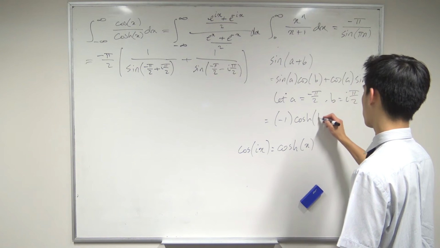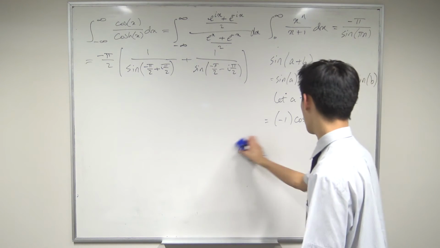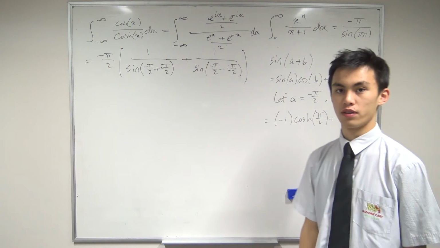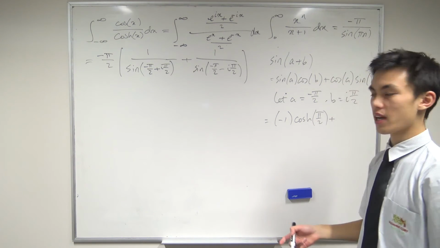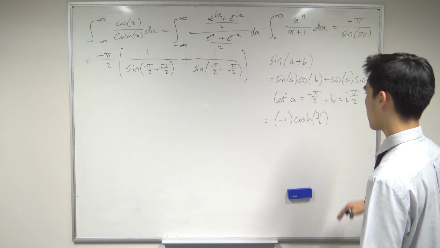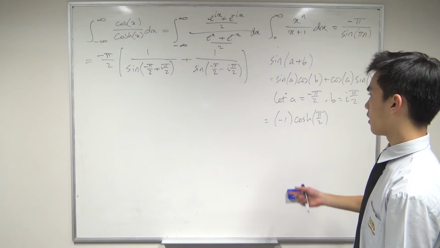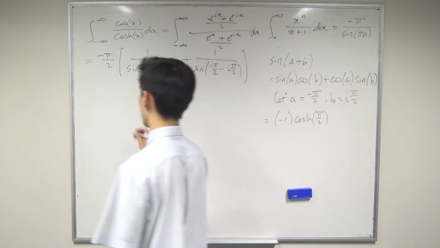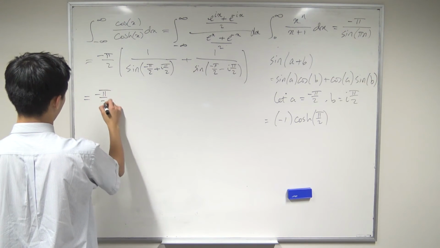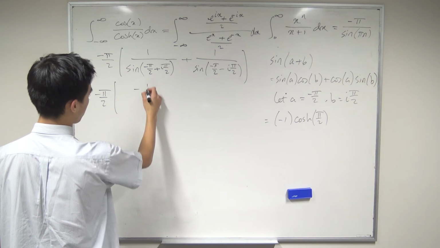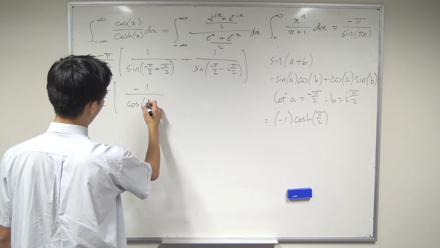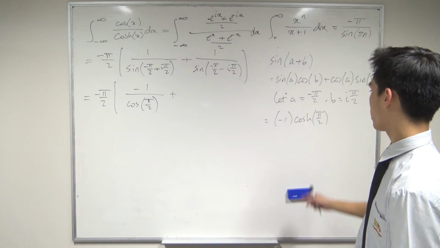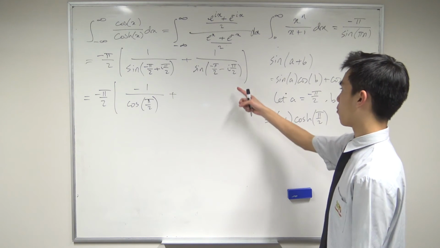So this is going to give us cosh of pi over 2, like so, and plus, well, cosine of a, cosine of minus pi over 2 is actually 0. So in fact, that whole second part right here actually goes to 0, which means that this first fraction evaluates to minus cosh of pi over 2. So let's plug that in. We're going to get minus pi over 2, and then minus 1 over cosh of pi over 2. Alright, plus. And now, for the second fraction right here, the only difference is that our b is negative.